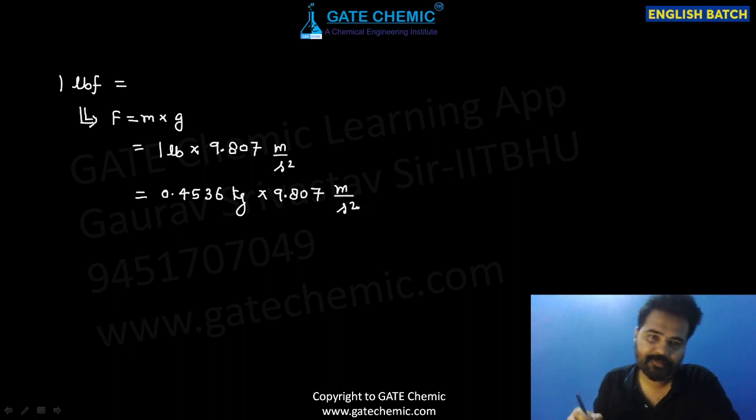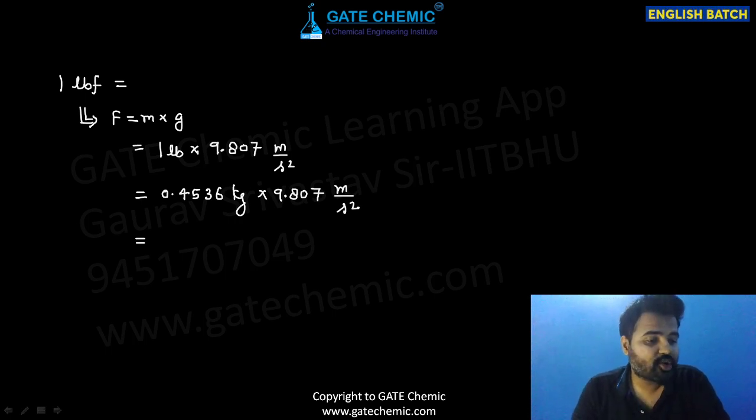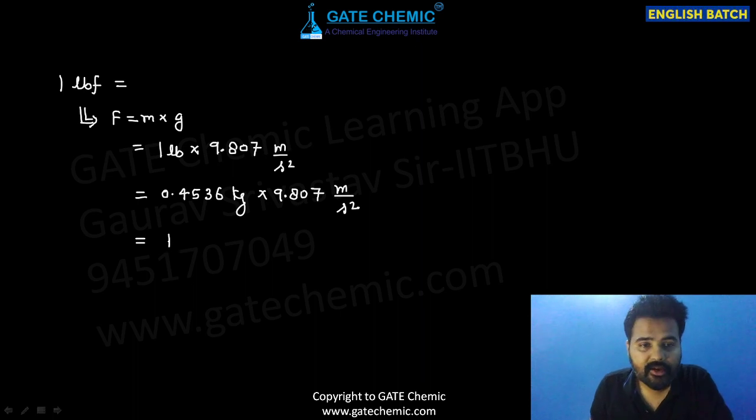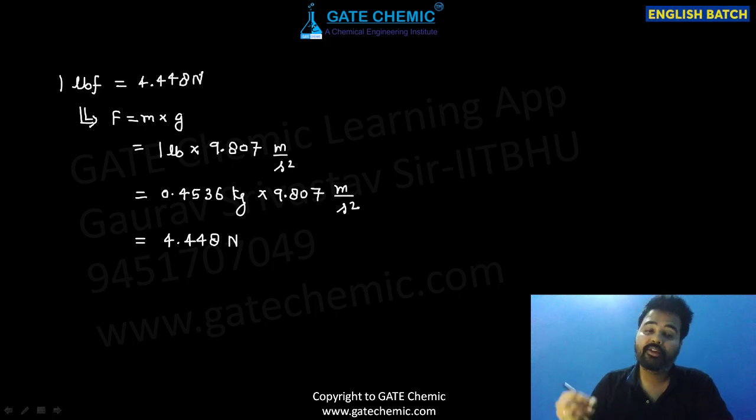meter per second square. Now, see everyone, better see my dear students. Please multiply 9.807 with 0.4536 and tell me the answer. Everyone, please tell me the answer. Very, very good, Nishant. Very good. So it's 4.4484. That means up to 3 decimal places we can take 4.448 newton. That means 1 lbf equals 4.448 newton.